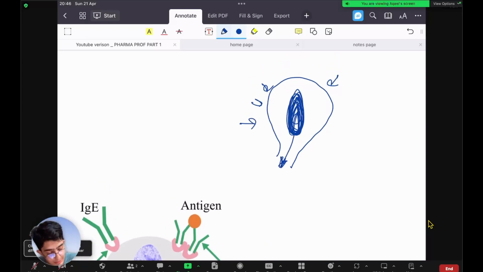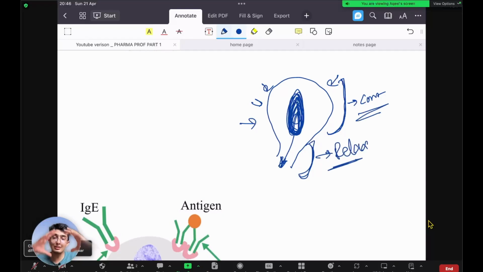So this part is like pushing something outside, right? So this part should contract, and this part, the cervix, should relax, right? So the fundus and the body of the uterus should contract so that it pushes the baby downwards, and the cervix relaxes so that the baby can actually come down, right? This is what happens in a labor process.